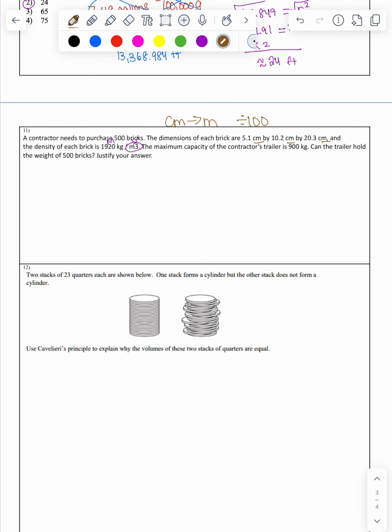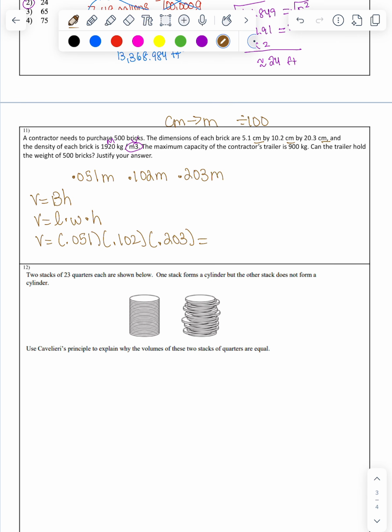So I'm going to do that. So instead of 5.1 centimeters, I'm going to move the decimal places 2 spots, 0.051 meters. And I have 0.102 meters instead of 10.2, and I have 0.203 meters instead of 20.3. And for a rectangular prism, which is what the brick is, it's capital B times H, and since it's a rectangular prism, that's length times width times height. So I'm going to multiply our dimensions together, 0.051, 0.102, and 0.203, and I'm going to see what I get.